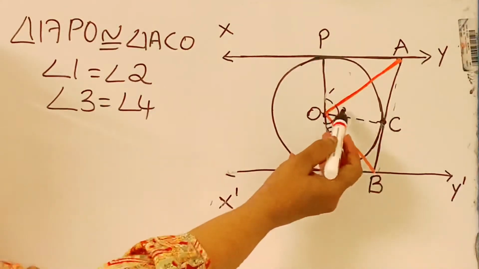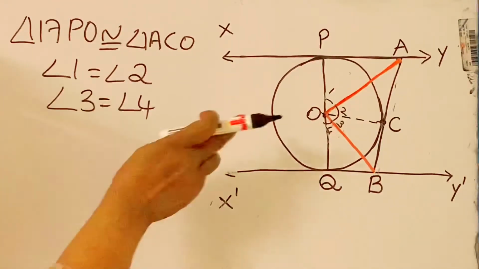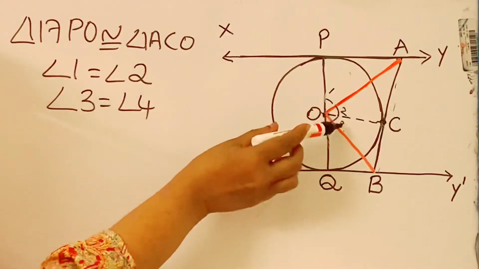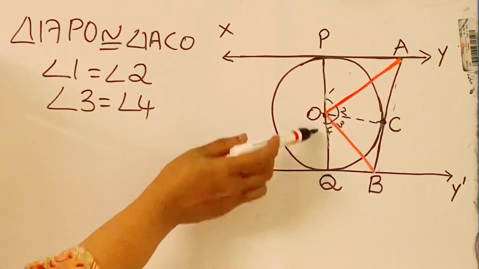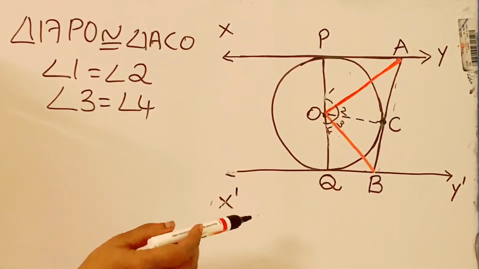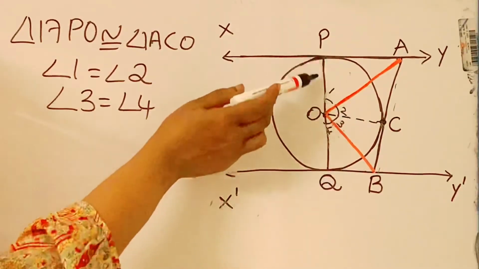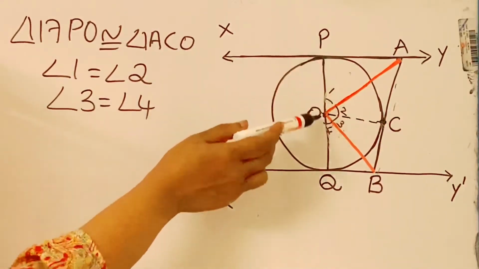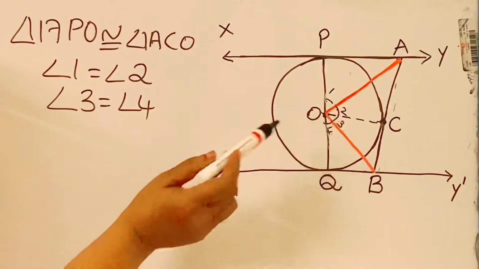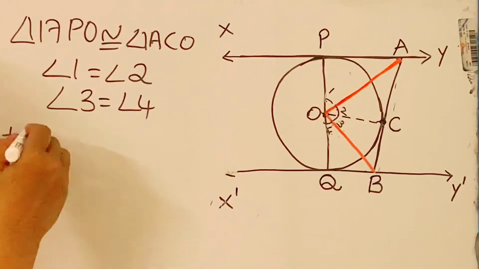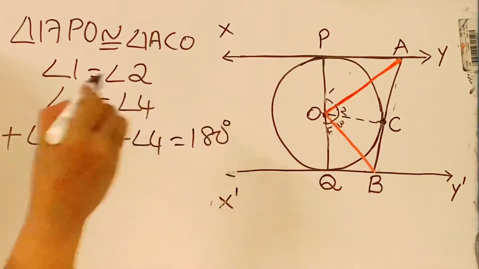We want to prove that angle 2 plus angle 3 is 90 degrees. That is angle AOB. So what will be the sum of all these angles? Angle 1 plus angle 2 plus angle 3 plus angle 4. Look at PQ. PQ is a straight line, the diameter of the circle. That means angle POQ is a straight angle, that means it is 180 degrees. So angle 1 plus angle 2 plus angle 3 plus angle 4 is equal to 180 degrees.